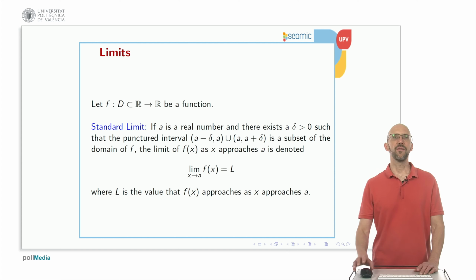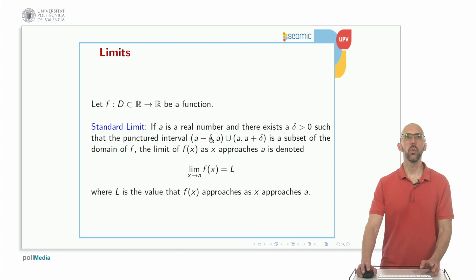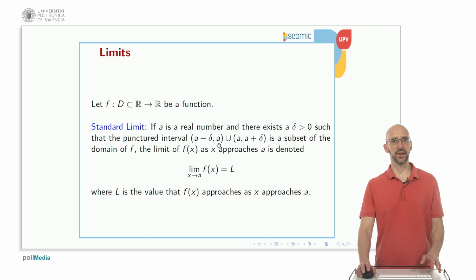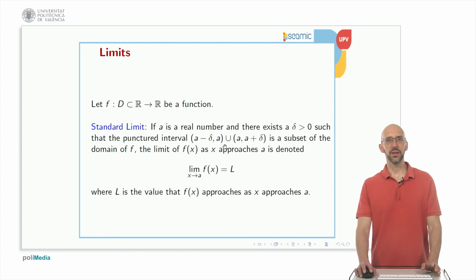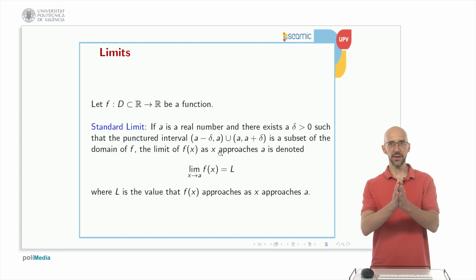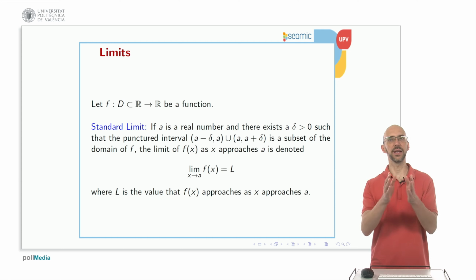Let's suppose that you have a real function of a real variable. D is going to be the domain, and we are going to define the standard limit. Let A be a real number such that there exists a positive delta such that this interval, be careful about this interval, is centered at A, but on each side it has a little room to take points.